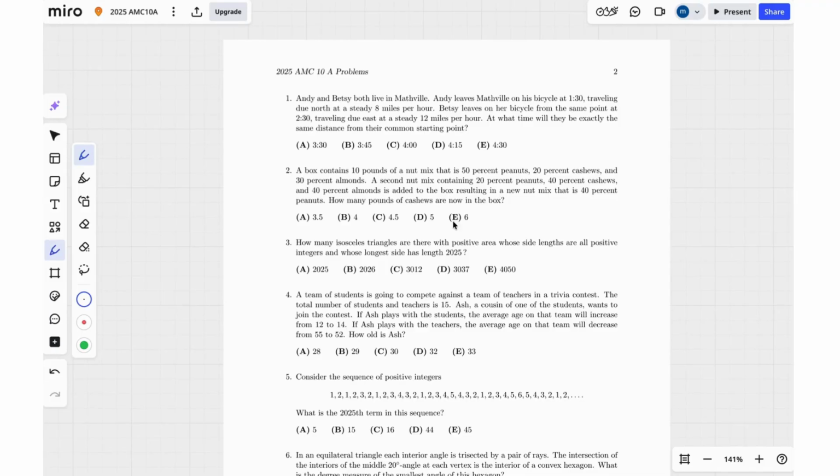Here's the AMC 10A. So for the first question, we can let t be the amount of time between Andy leaving and them being the same distance from the starting point. So we have 8t equals 12 times (t minus 1) from the conditions. So 4t equals 12, t equals 3. This is in hours, so the answer is E.